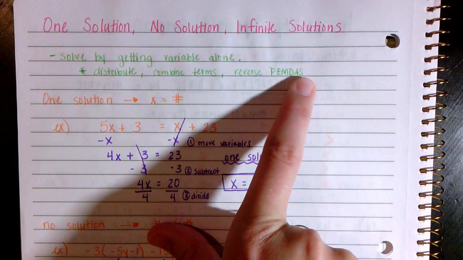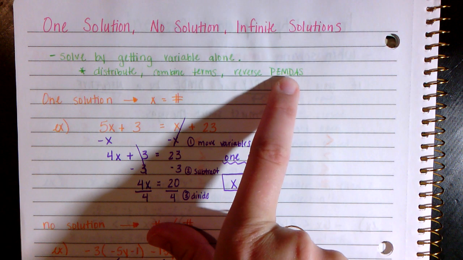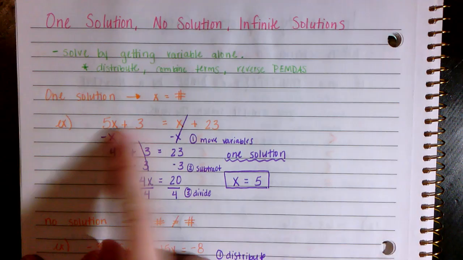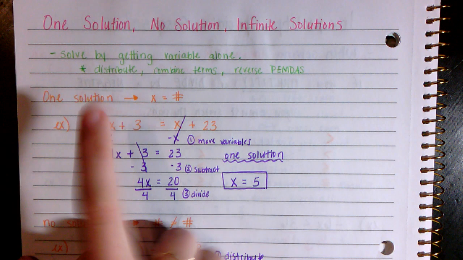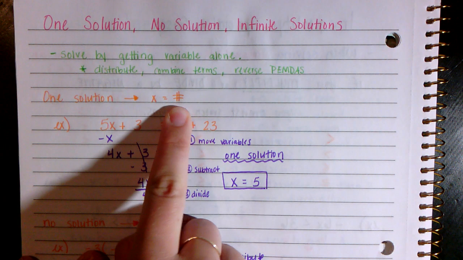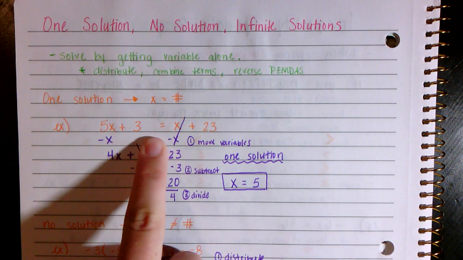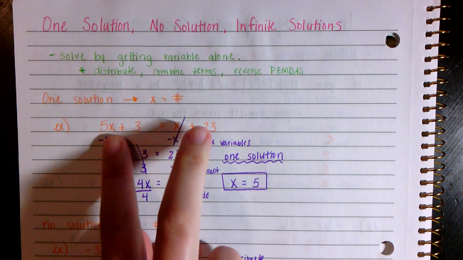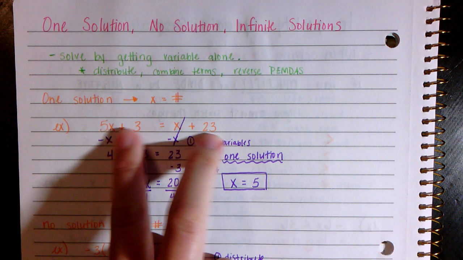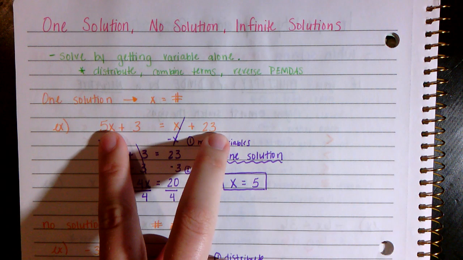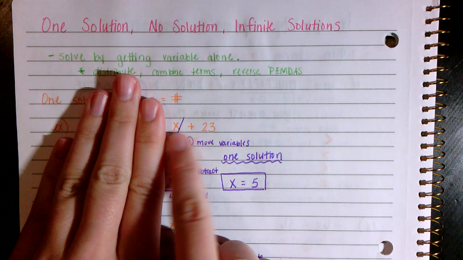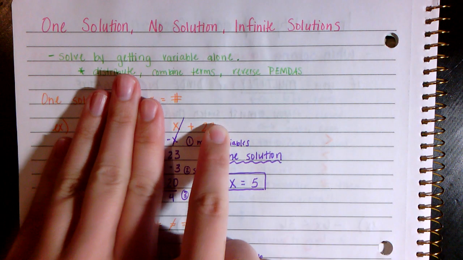So we add or subtract those constants, and then we get rid of whatever's stuck to our variable by multiplying or dividing. So in this equation, this is an example of one solution, meaning x is equal to a number. We have 5x plus 3 equals x plus 23. So the first thing I did, there's nothing to distribute or combine on each side. Nothing is similar. Like nothing over here can be combined with each other, and nothing over here can be combined with each other. So I'm just going to start moving.